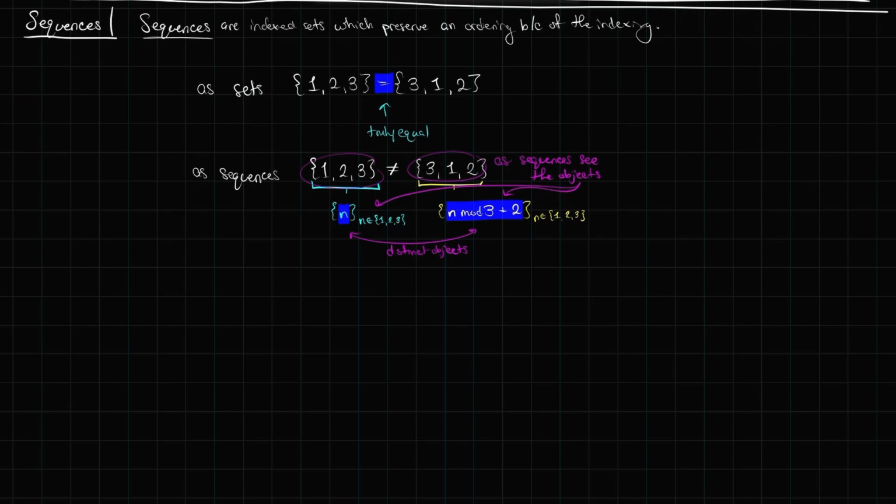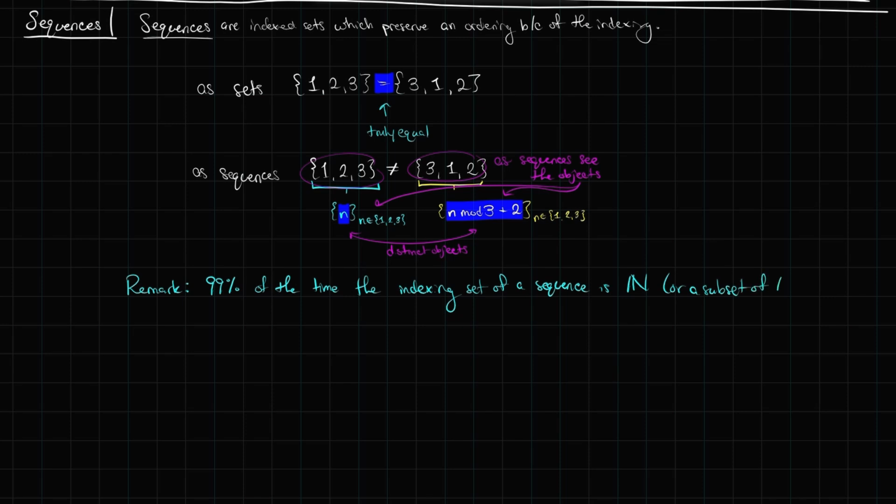And I will mention that much of the time, remark, 99% of the time, the indexing set of a sequence is the natural numbers or a subset of the natural numbers. What you'll see a lot of times if you took a regular Calculus 2 course, sequences are just defined as indexed sets, where the indexing set is the natural numbers n. But in reality, you can form sequences other ways, but this would be the most common.